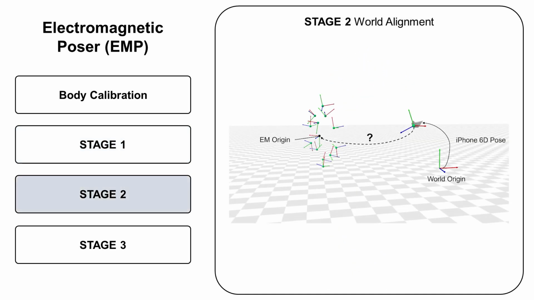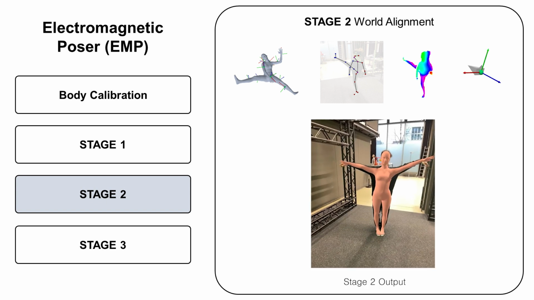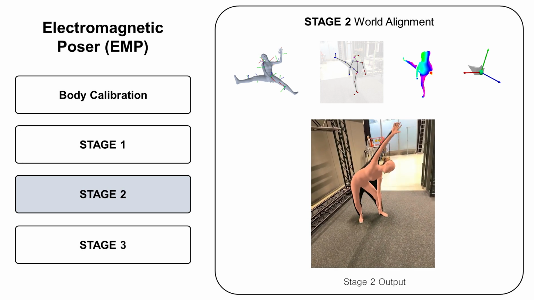Thus, in the second stage, we align the SMPL fit with the world, which we define to be the tracking space of the handheld mobile phone. This stage takes as input the outputs of the first stage, EM measurements, 2D keypoints, depth, and self-localized camera poses, and produces world-aligned SMPL pose and shape estimates.